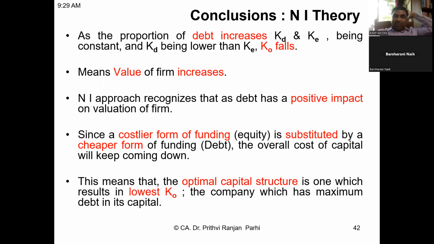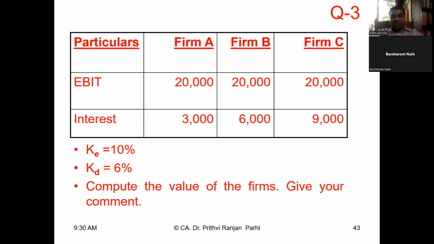Okay. So the conclusion of the net income theory is that as the proportion of debt increases, KD and KE being constant and KD being lower than KE, KO falls. KO means overall cost of capital will fall, it will go down. When overall cost of capital goes down, the value of the firm increases. This theory recognizes that debt has a positive impact. Debt is relevant for the capital structure, since a costly source of funding, that is equity, is substituted by a cheaper form of funding, that is debt, so the overall cost of capital will go down. This means optimal capital structure is one which results in the lowest KO. Jahan overall cost of capital सबसे कम है, that is the optimal capital structure. This is what the theory suggests.